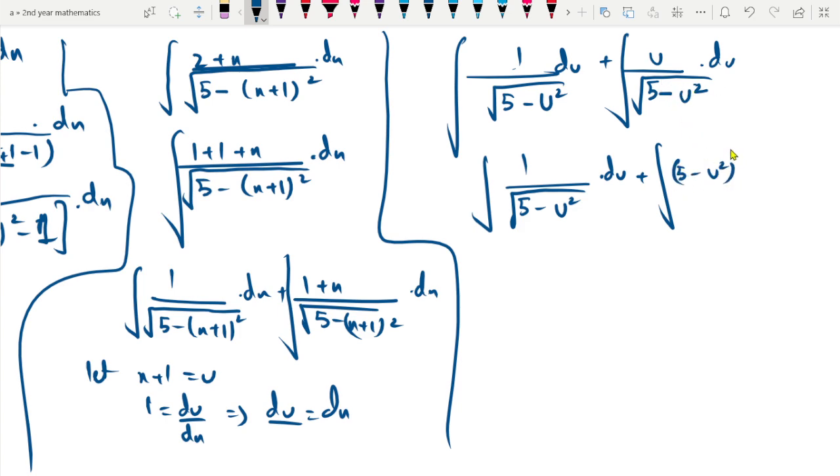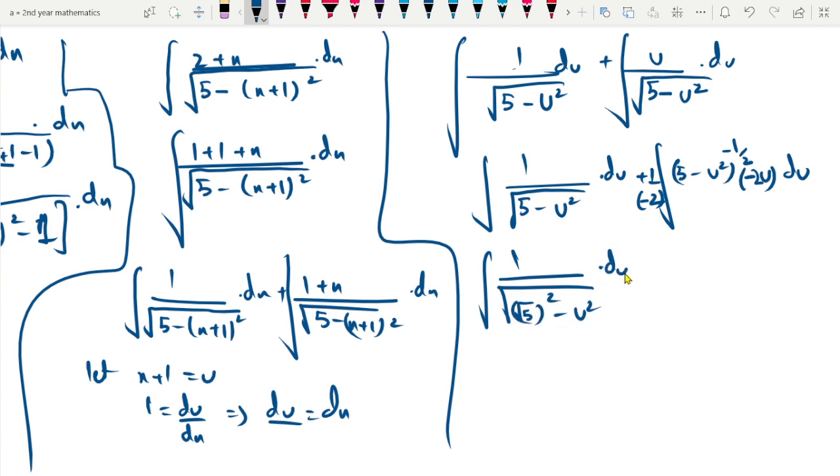For the second one, I multiply by 2 and divide by 2, and also multiply with minus and here also minus, so this becomes minus 1 by 2 times the integral of (5 minus u square) to the power minus 1 by 2 times (minus 2u) du. So the first one is root of (5 square minus u square) form, and the second is of the form f of x and f prime of x.